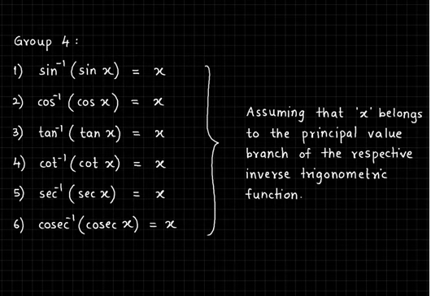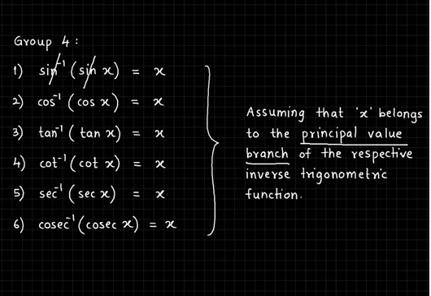So here sine inverse of sine x is equal to x, and similarly for the rest, but only when x belongs to the principal value branch of the respective inverse trigonometric function. Only then would we say that sine inverse and sine can be nullified or cancelled. But if it is not, then we have to adjust and find out the answer correctly.